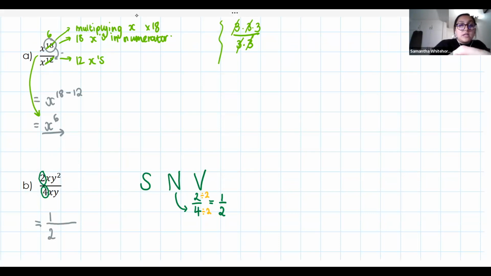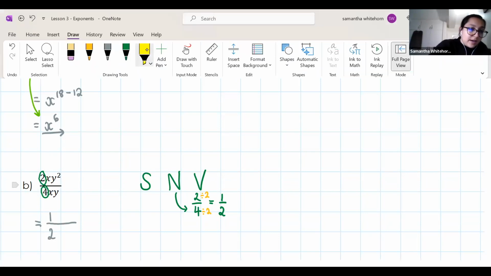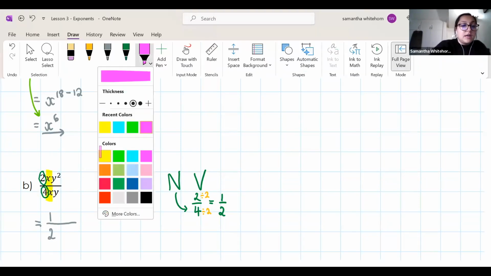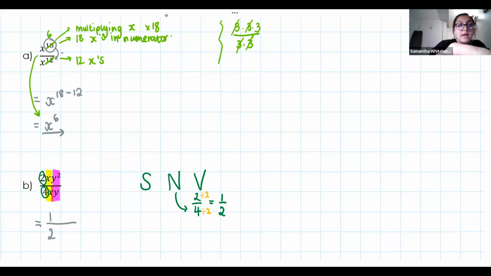Then I need to go and deal with my variables. So here I've got an x and an x. I also have got a y squared and a y.